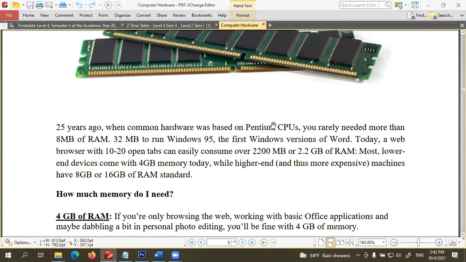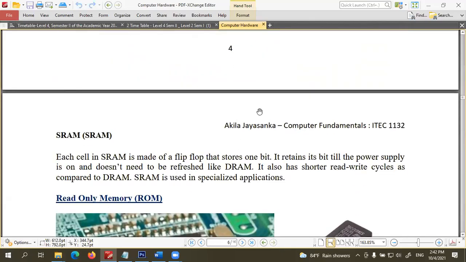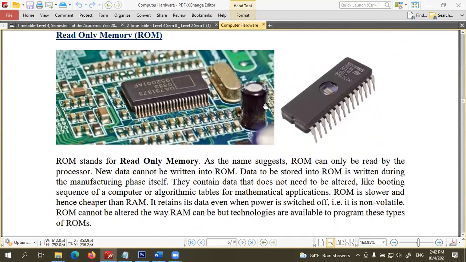In the primary memory category, as I showed you earlier, there are two types: random access memory, RAM, and read-only memory. RAM has DRAM and SRAM. We discussed that earlier. Now we're going to discuss read-only memory. This is also a very small memory which keeps the basic instructions which have to be executed for the boot up process of the computer.